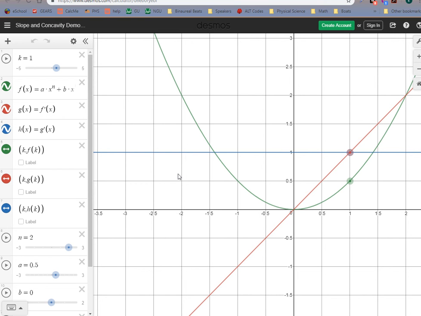Well, you tell me, of those, blue, green, or red, which one is probably the function? Which one is probably the first derivative? Which one is probably the second derivative? So the green's the function, good. So we can call that, let's call that F, yeah.